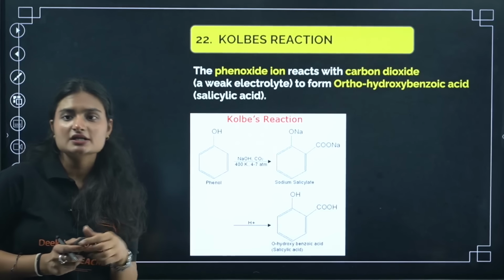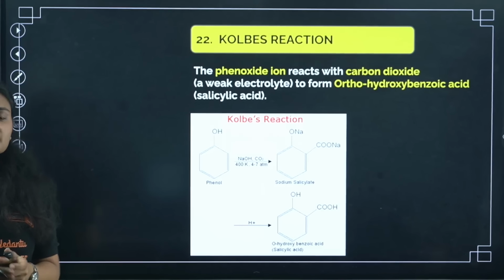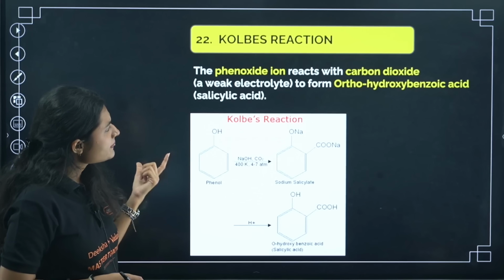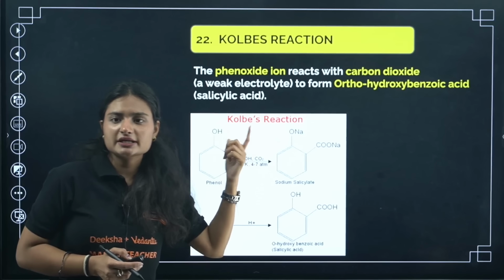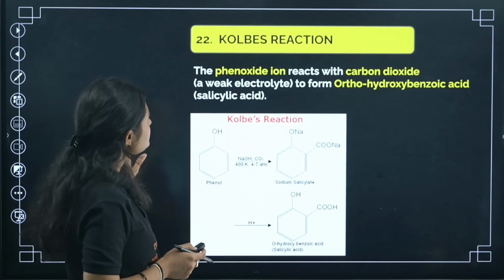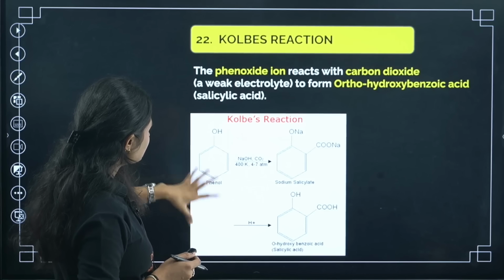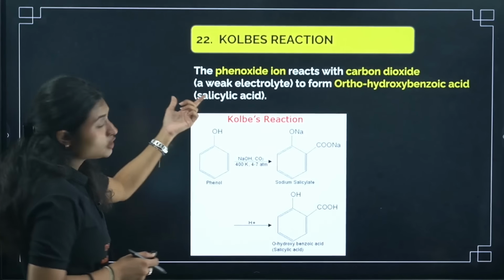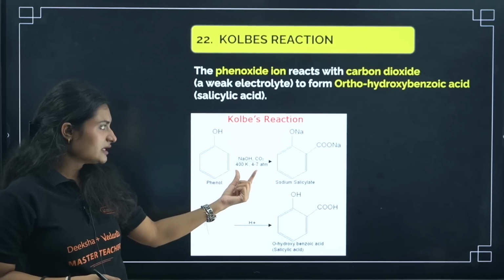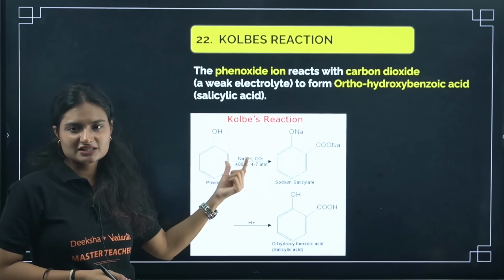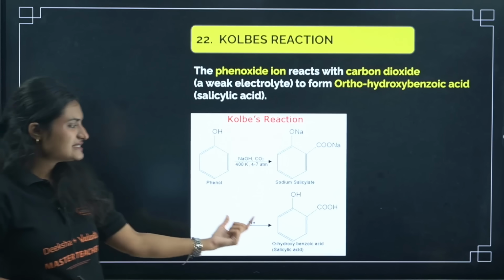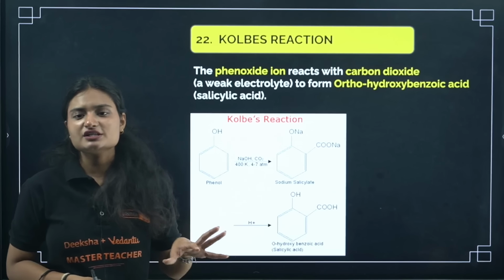So Kolbe reaction is again one of the methods for synthesizing, similar to the reaction that we did earlier, right? In Kolbe reaction, we have a phenol. Firstly you convert it into phenoxide ion, and that phenoxide ion is treated with carbon dioxide in presence of a weak electrolyte, okay, at 400 Kelvin and 4 to 7 atmospheric pressure. It gets converted into salicylic acid, okay.